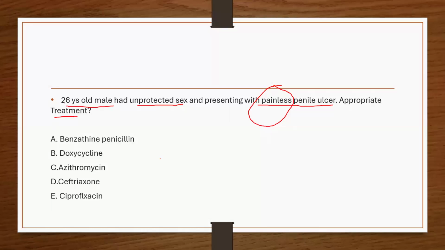Now in our case, this is a case of syphilis because it's a painless penile ulcer. The appropriate treatment would be giving benzathine penicillin or benzyl penicillin, not doxy, not azithro, not ceftriaxone, not cipro. So the answer will be answer A.